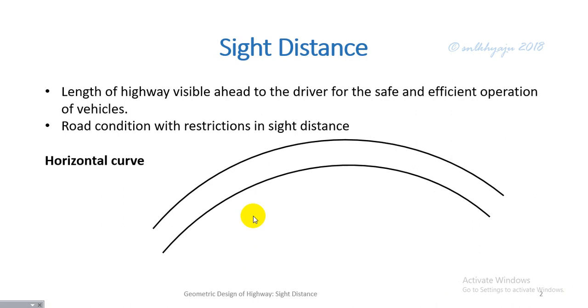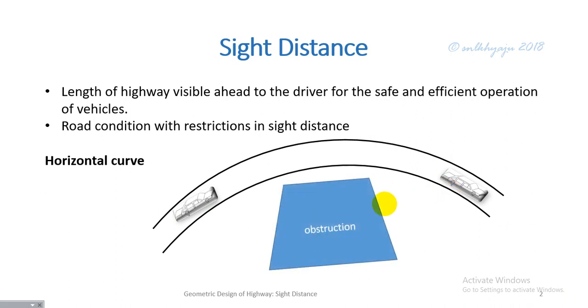This is a horizontal curve and the two vehicles are in opposite directions. Then a safe sight distance should be, if this is a line of sight, and for safety the driver of this vehicle should see this vehicle and vice versa. Then the sight distance is measured along the center of the road. This is in a horizontal curve.